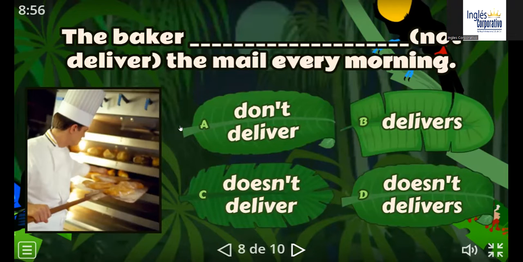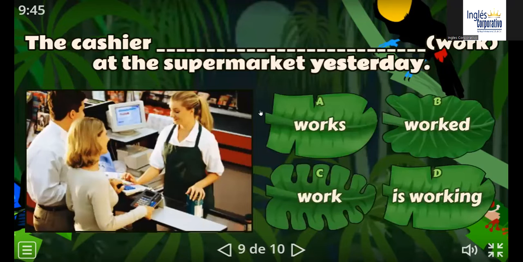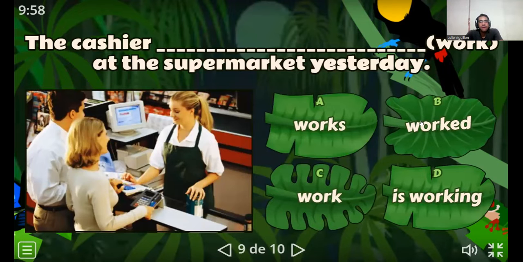The mail server. What do you think? I think not delivered. Check that one. See? This one. Yes, Veronica. C. Okay. Yes, doesn't deliver. The cashier work at the supermarket yesterday. A, B, C, or D, guys? B. Okay.